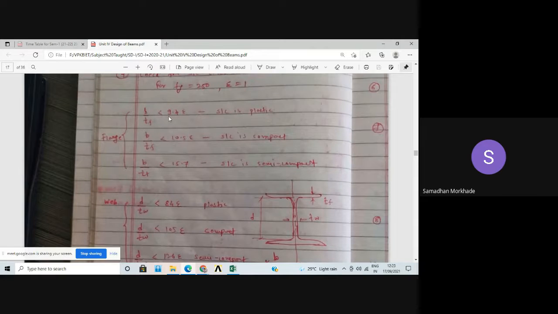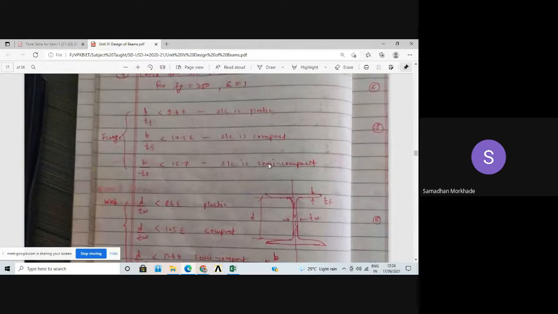If B by TF is less than 9.4 epsilon, the section is plastic. If B by TF is more than this and less than 10.5 epsilon, the section is compact. If B by TF is more than 10.5 epsilon and less than 15.7 epsilon, the section is semi-compact. If B by TF is more than 15.7, then the section will become slender. Slender sections we are not going to use. Our section is either plastic, compact or semi-compact.